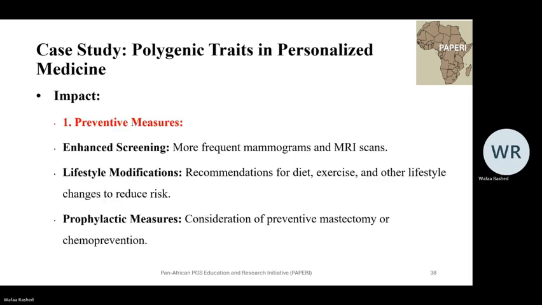So, for preventive measures, these may lead to enhanced screening, meaning frequent mammograms and MRI scans. Also lifestyle modification, with more recommendations for diet, exercise, and other lifestyle changes to reduce risk. Prophylactic measures include consideration of preventive mastectomy or chemoprevention.